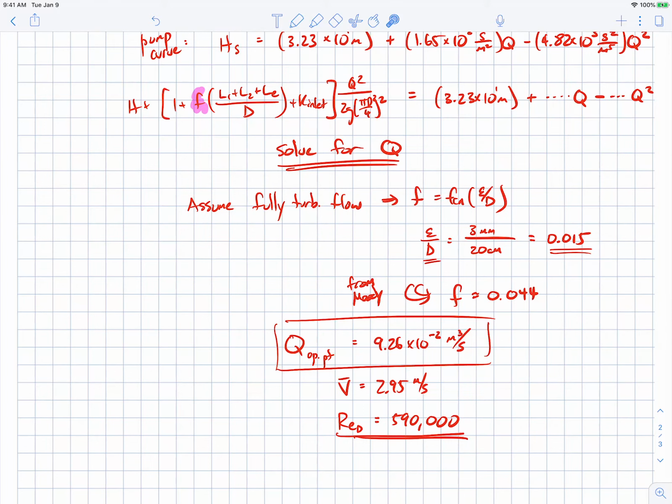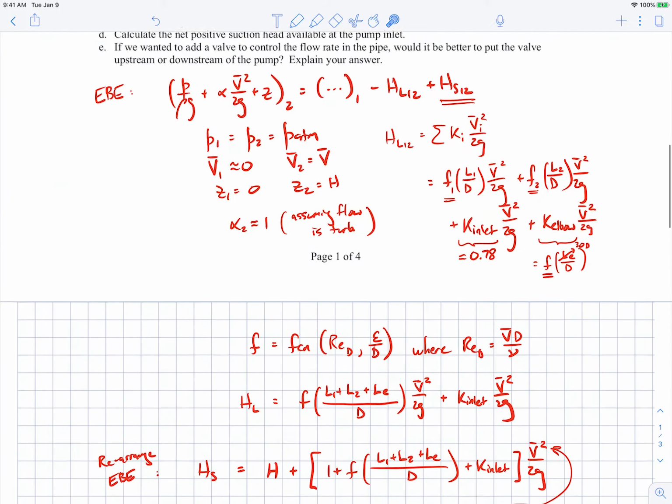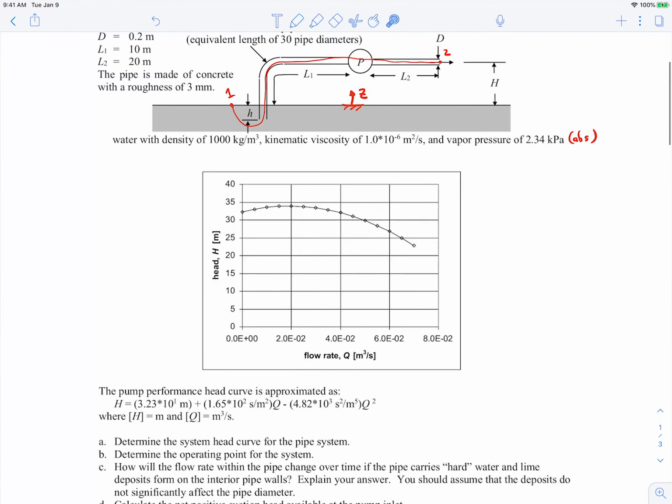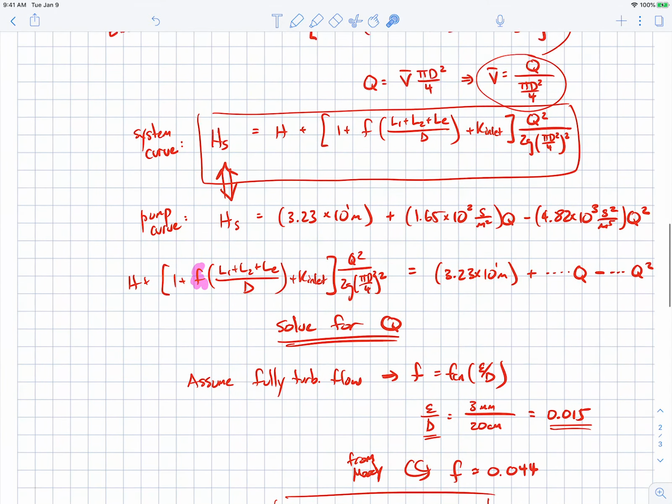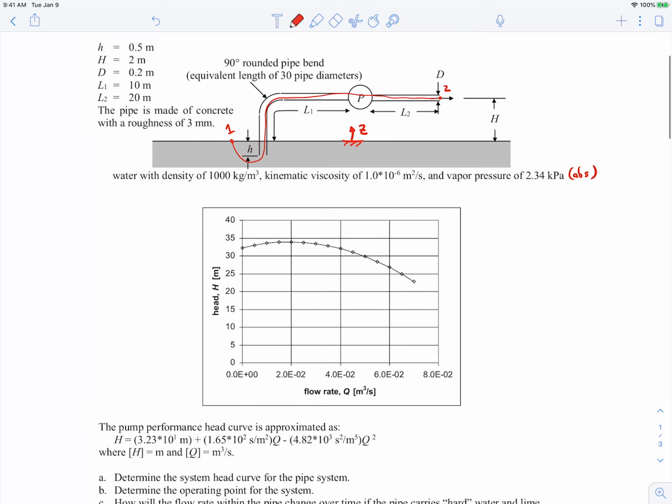So we now have our operating point. So 9.26 times 10 to the minus 2 cubic meters per second. 9.26, did I say? Let's just double check. 9.26 times 10 to the minus 2. So actually our operating point, if I look on this plot, we're somewhere way up in here. So we'd have to kind of continue this out. So we'd be somewhere up there. Okay, and let's now continue on with the problem.